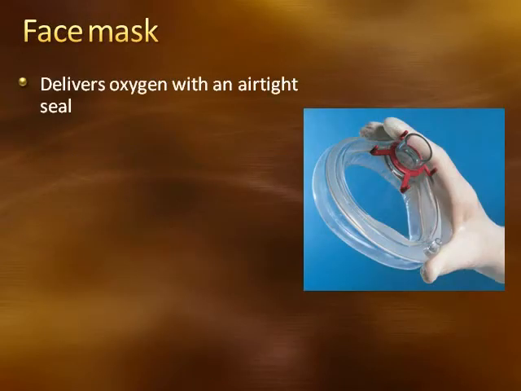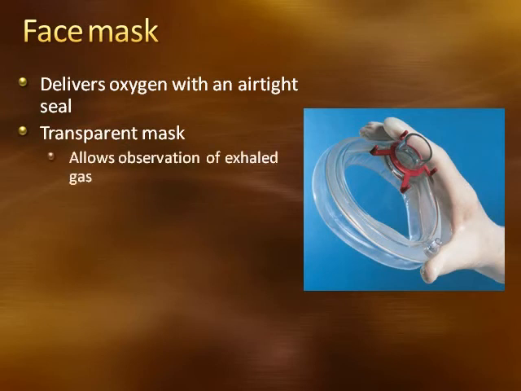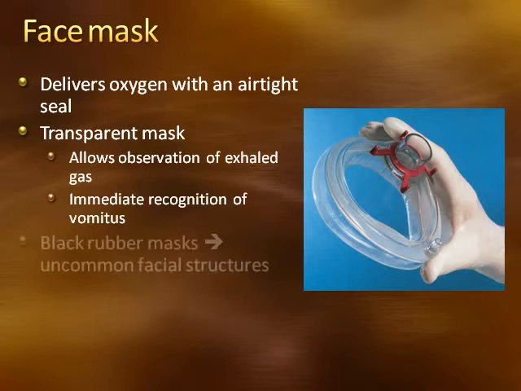The use of a face mask can facilitate the delivery of oxygen or of an anesthetic gas from a breathing system to a patient by creating an airtight seal with the patient's face. The rim of the mask is contoured and conforms to a variety of facial features. Transparent masks allow observation of exhaled humidified gas and immediate recognition of vomiting. Black rubber masks are pliable enough to adapt to uncommon facial structures.